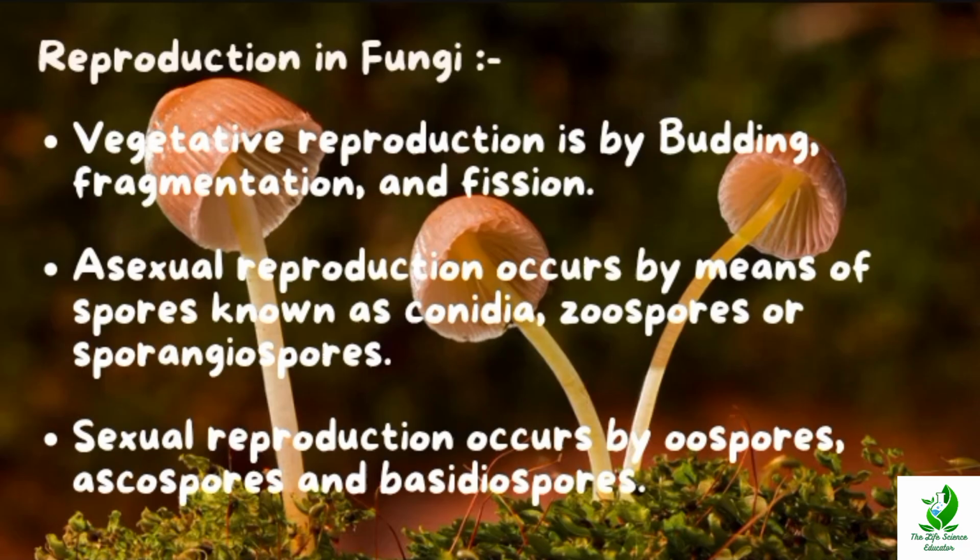Reproduction in fungi can be of various types. Vegetative reproduction is by budding, fragmentation, and fission, and asexual reproduction occurs by means of spores, which are known as conidia, zoospores, and sporangiospores. Sexual reproduction occurs by oospores, ascospores, and basidiospores.